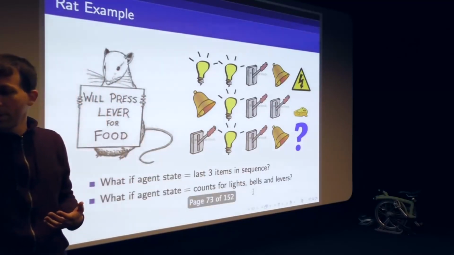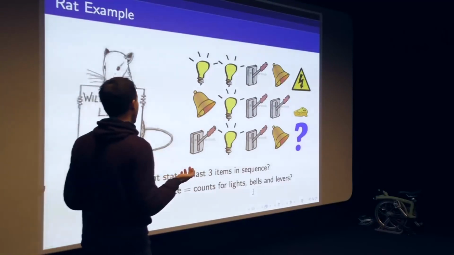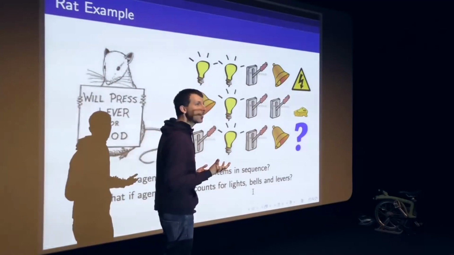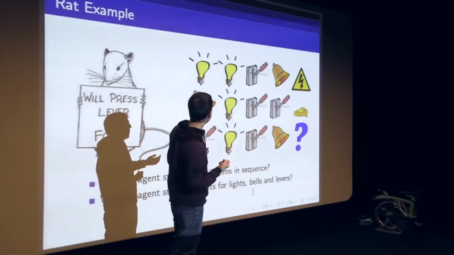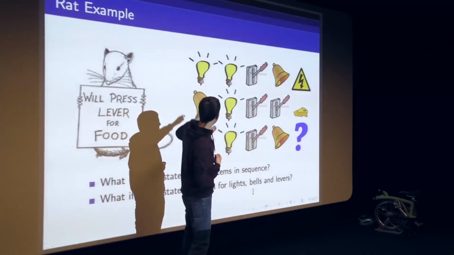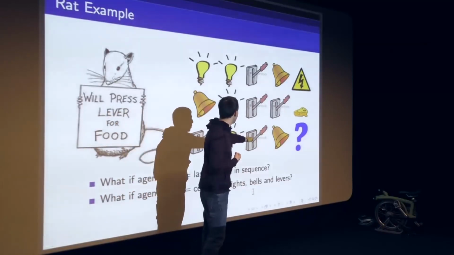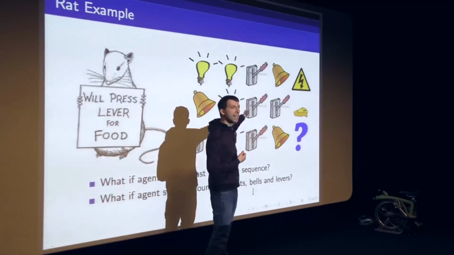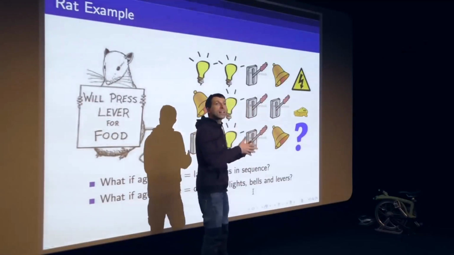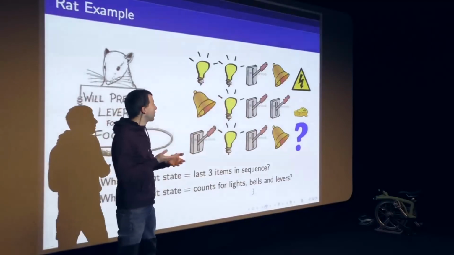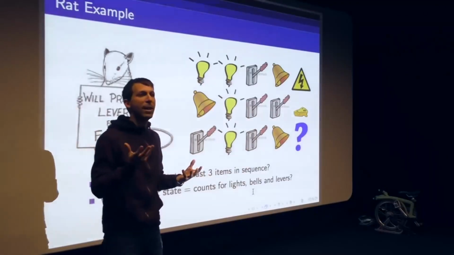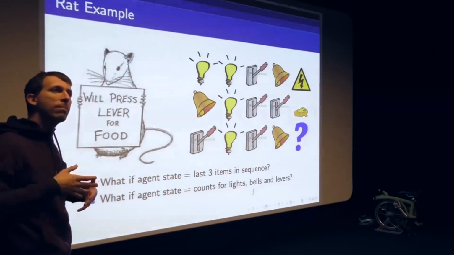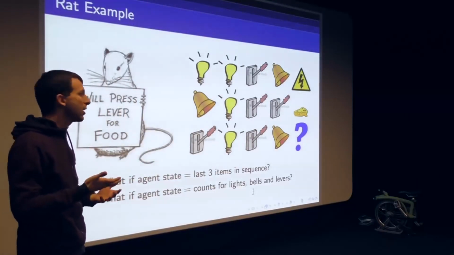You might, for example, choose the agent state to be counts for the lights, the bells, and the levers. If that was your agent state, then you might count them up and say, hey, look, in this example we see the lever pressed twice, the light has come on once, and the bell has sounded once. That's exactly the same as this second episode here. So if that's our representation of state, we would expect that the cheese would appear now. So it should be clear that what we believe will happen next depends on our representation of state.